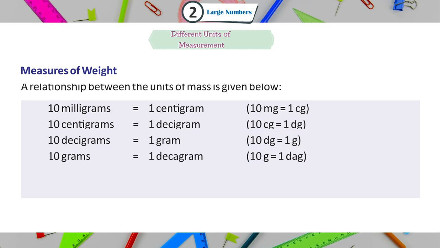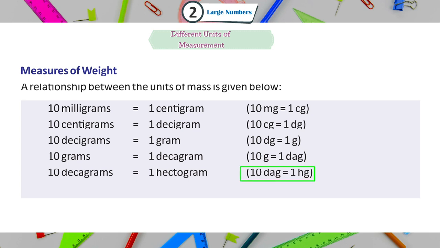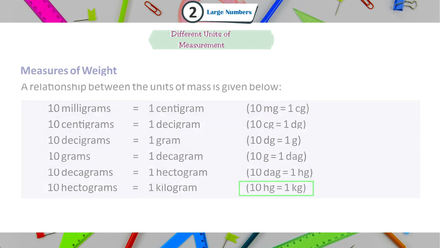10 grams is equal to 1 decagram, 10 g is equal to 1 dag. 10 decagrams is equal to 1 hectogram, 10 dag is equal to 1 hg. 10 hectograms is equal to 1 kilogram, 10 hg is equal to 1 kg.